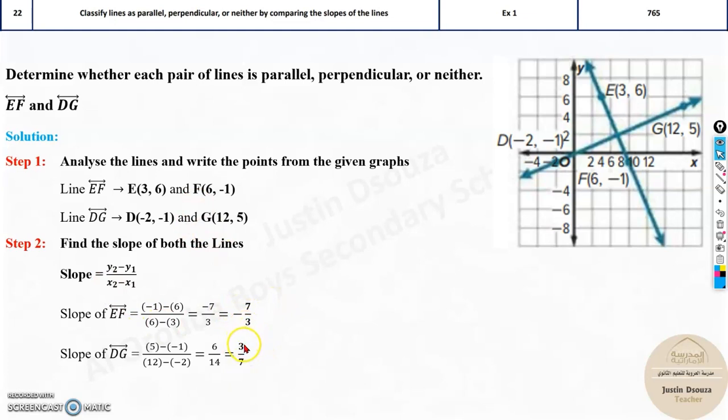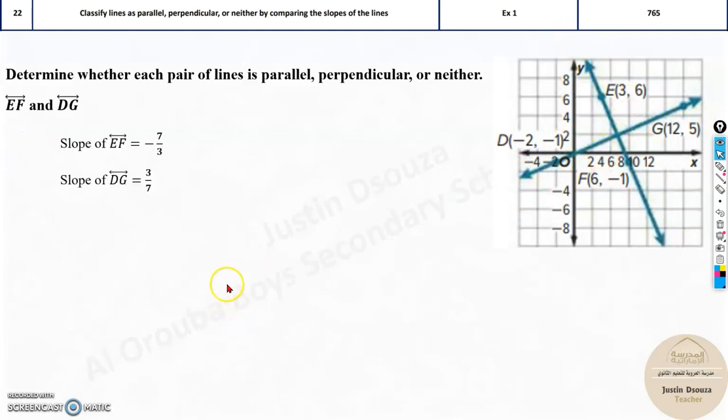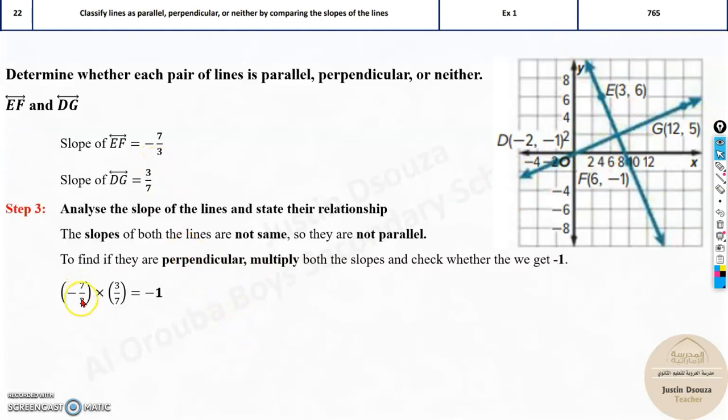You got the slope over here. But compare, is it the same slope? No, it should not be same as well. It cannot be same as well because their lines are close to perpendicular. It's either perpendicular or neither. Now let's multiply the slopes. Let's multiply the slopes. What do you get? They're negative reciprocal of each other. 7 cancels, 3 cancels. You're remaining with -1.